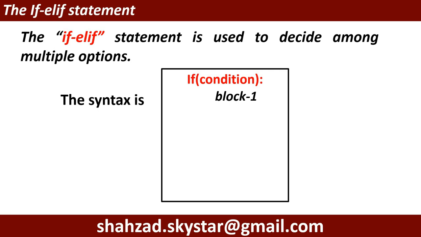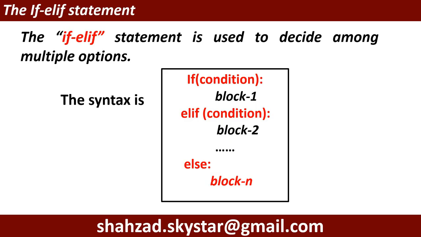The syntax is, first of all, we write if, then the condition, then a colon, then one statement or block of statements. Then we write the second option with elif, then the condition, colon, then block 2, and so on. We move until the nth option. Else is the last option. When none of the above conditions are true, then else will be executed automatically. We can say this is block n.